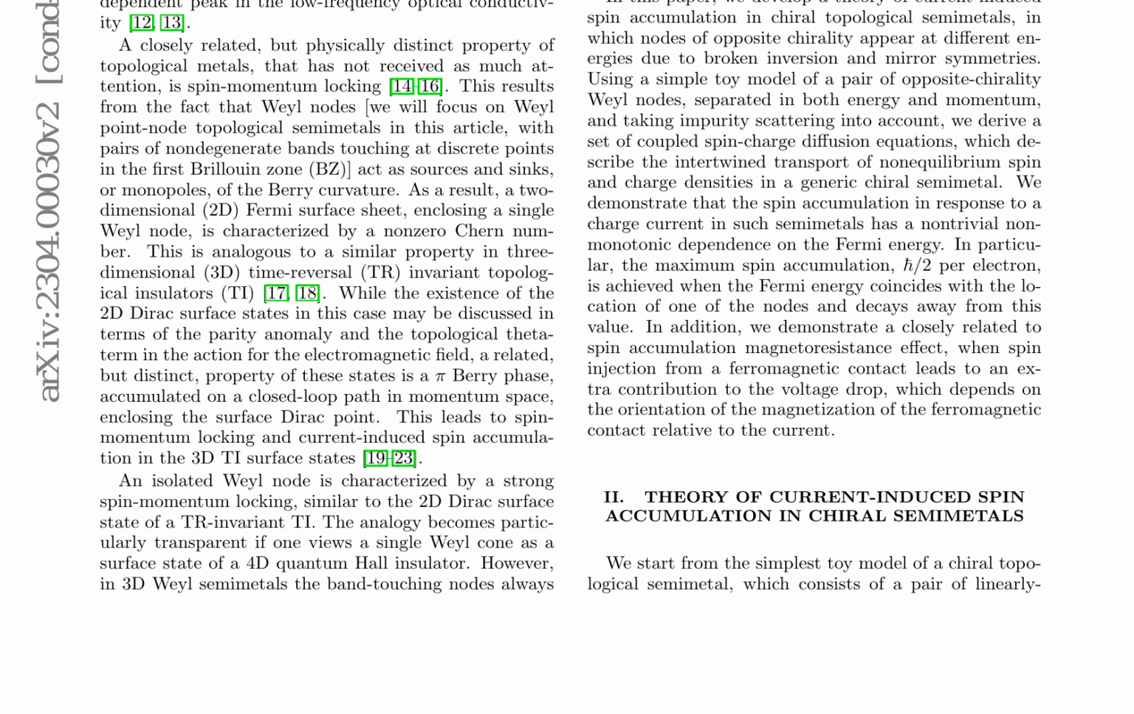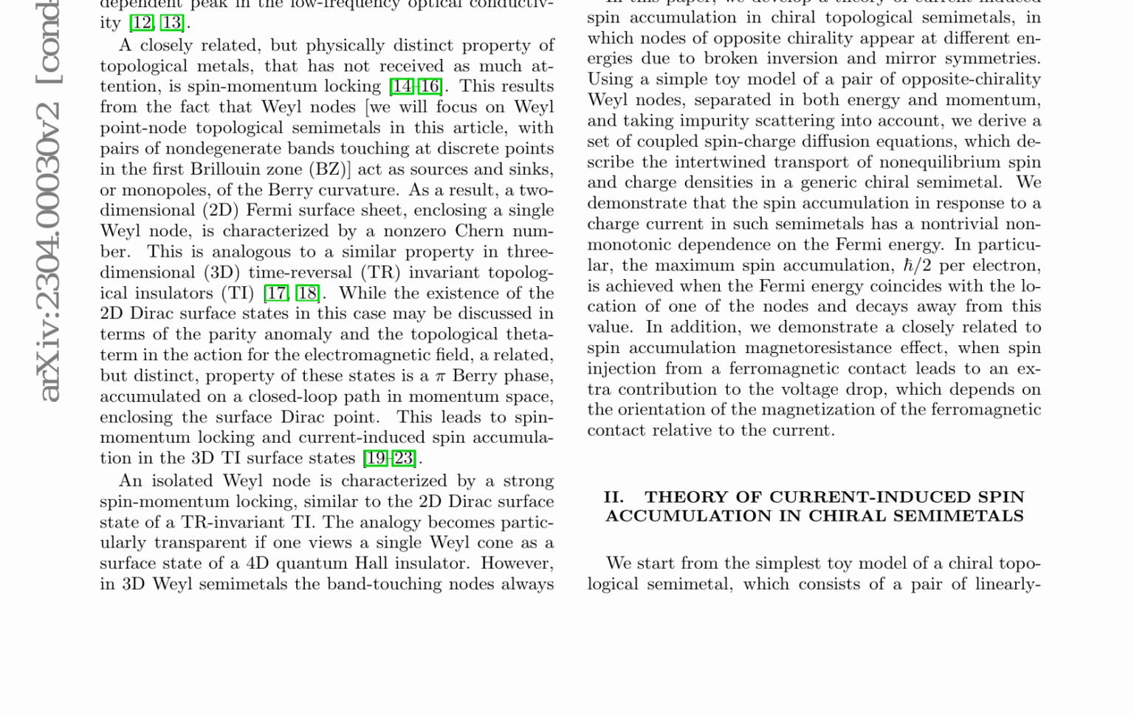The spin accumulation in response to a charge current in such semimetals has a non-trivial non-monotonic dependence on the Fermi energy. The maximum spin accumulation, ħ/2 per electron, is achieved when the Fermi energy coincides with the location of one of the nodes and decays away from this value.